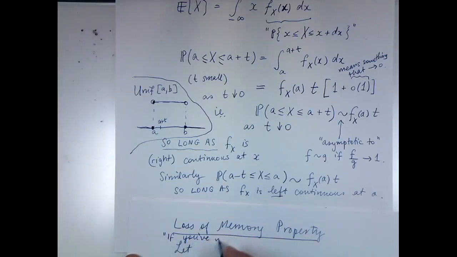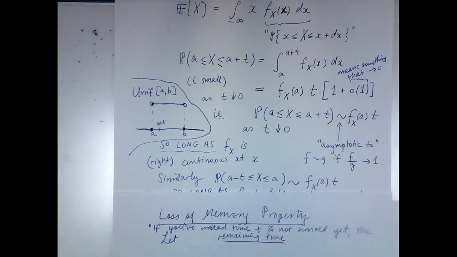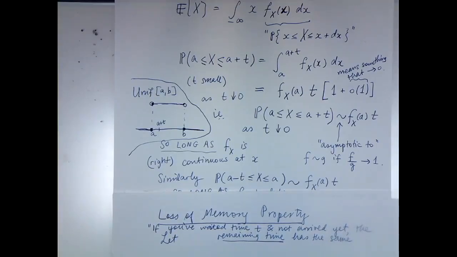If you've waited time t and not arrived yet, so there's something that you're expecting to arrive, the remaining waiting time, you're waiting for a certain event to happen, has the same distribution. You had an original waiting time distribution, you wait a certain time, conditional, so when you say if, that means a conditional probability, the remaining time has the same distribution. Okay, so that's in words what it means.